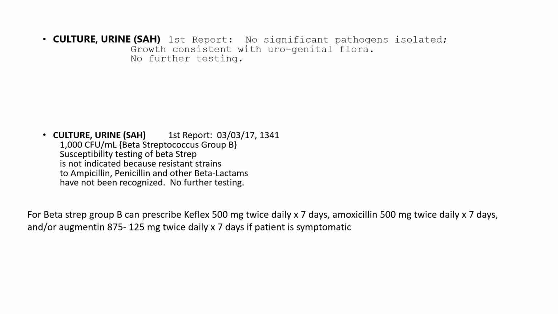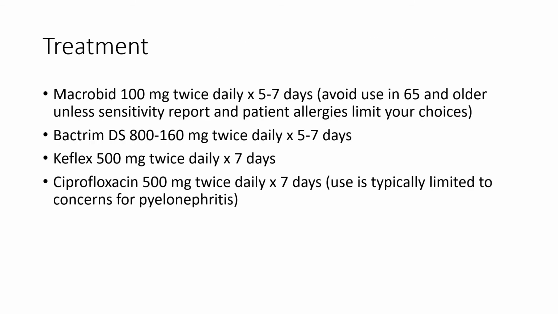So simply that means that you can prescribe Keflex, whether it's 500 milligrams twice a day for 7 days, amoxicillin 500 milligrams twice daily for 7 days, or Augmentin 875 milligrams/125 milligrams twice daily for 7 days if they're having symptoms. So you'd want to pick one of those particular antibiotics to treat that if they're symptomatic. Now again, a lot of people have beta strep group B and they don't have symptoms of that.